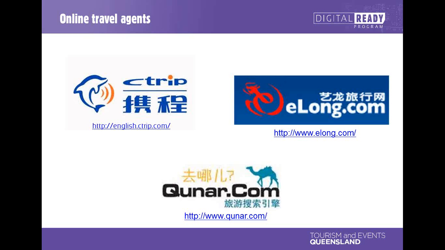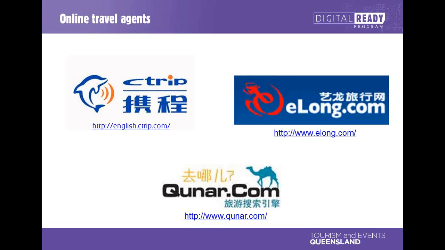So thank you. So yes, these are the big three players for online travel agents: Ctrip, Elong and Qunar. Ctrip is probably by far the most used. It's got about 66% of the market, and they do pretty much everything to do with travel, so hotels, flights, tour packages, and a lot of other travel services as well, and that's a big one.